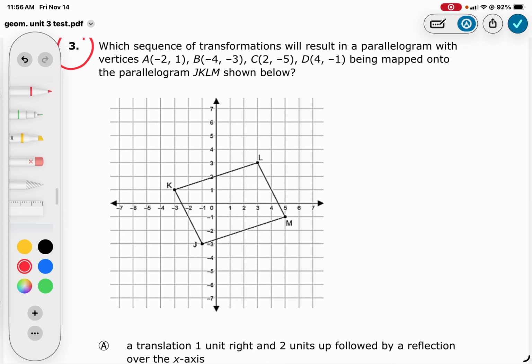Now, the first thing you want to do to help simplify this, they're saying that ABCD is going to be mapped onto JKLM. So what I like to do is first start off by writing out the vertices of the mapping. So it's A, B, C, D, and then J, K, L, M. The reason you want to line them up is that way you know which letters map onto which letters. And you only need to pick one set. So I'm just going to choose A and J.